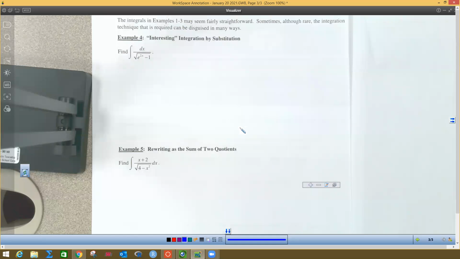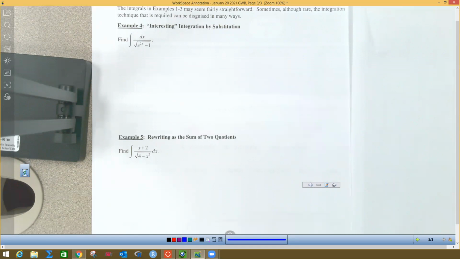Okay, we got 2 more to deal with here, and then we're done with this. I'm going to finish this out even though the bell rang. Hopefully my students coming in will not be loud.